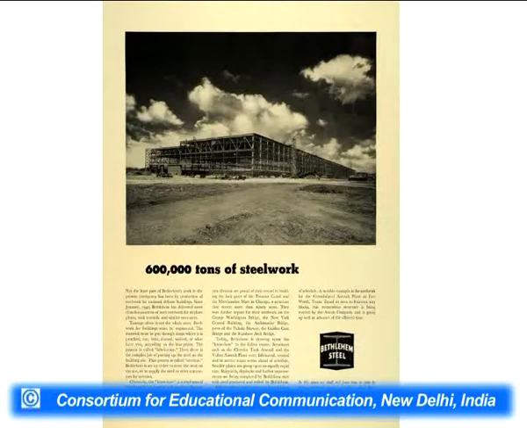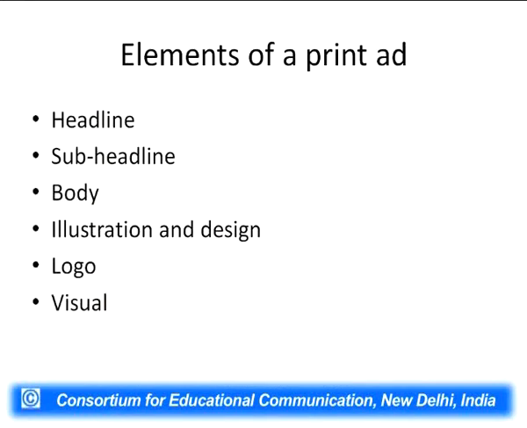So it has a headline, 6 lakh tons of steel work. It's a headline, it doesn't have any sub headline. So broadly we can discuss that the elements of a print ad are the headline, and the ad may have a sub headline, it may have a body. It depends: if the advertisement is completely visual, then it might not have any copy.